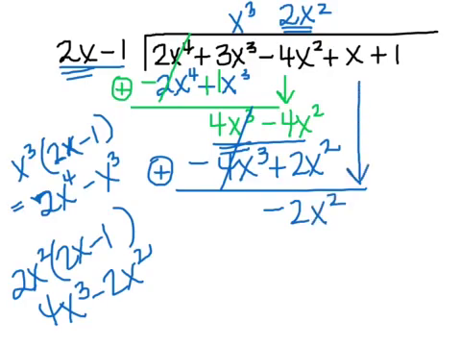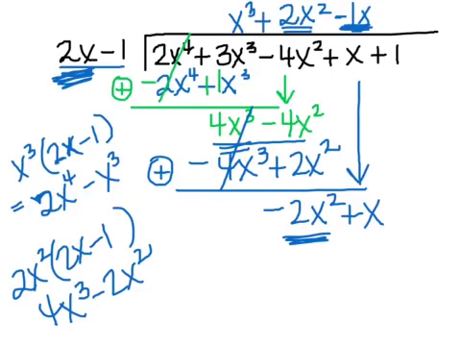Then we bring down the x, and then we start the process over, saying what do I write up here at the top, so that when I multiply it by this 2x, I get this negative 2x squared. So what I need here is a negative 1x, and the 1 is optional. You could leave off the 1, but you can't leave off the negative, because negative 1x times 2x would give us negative 2x squared.